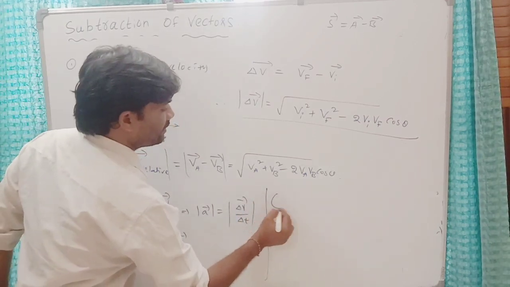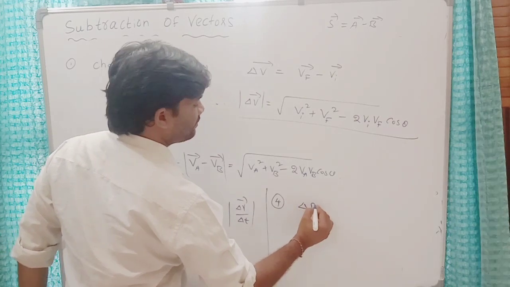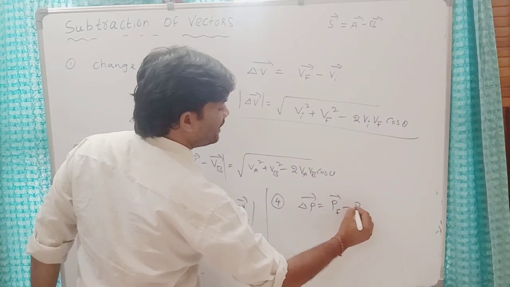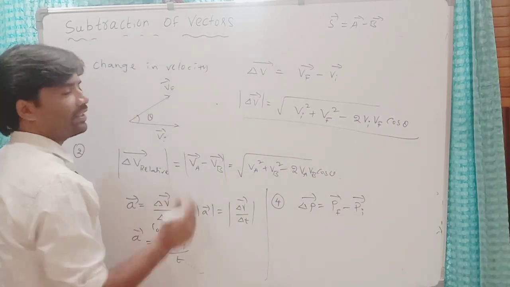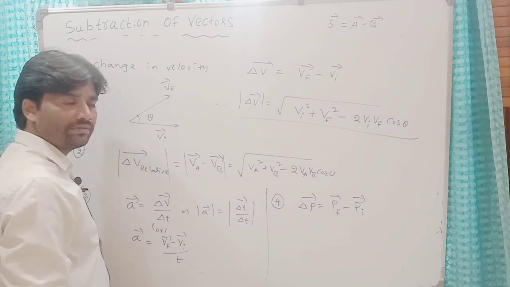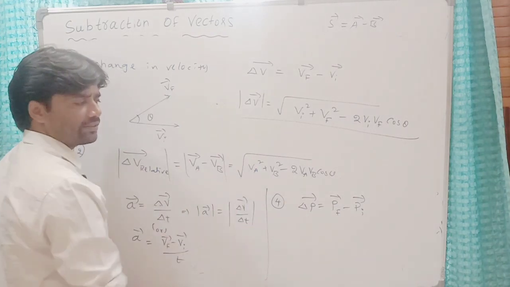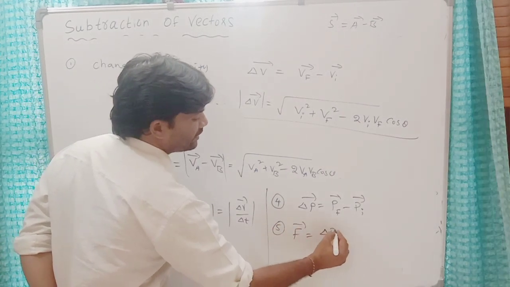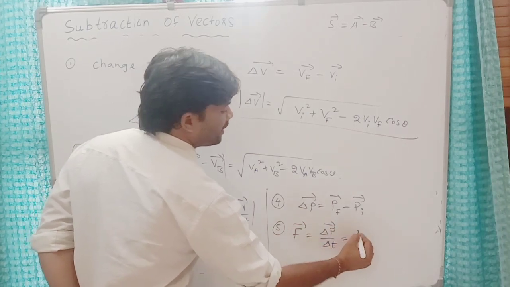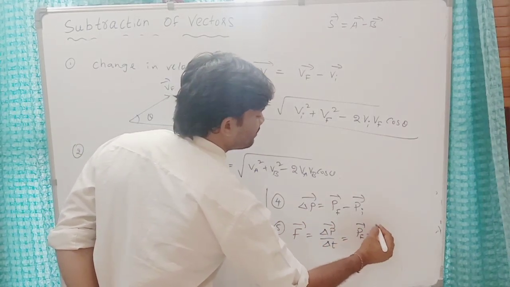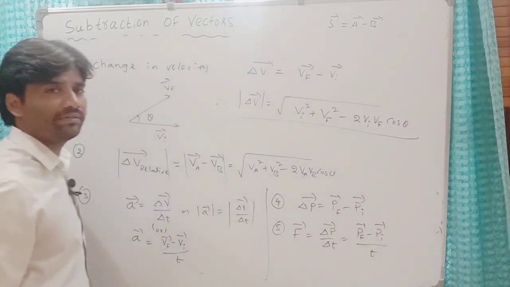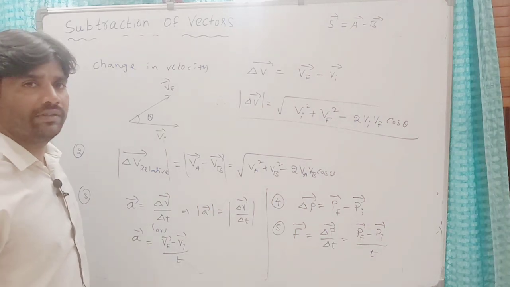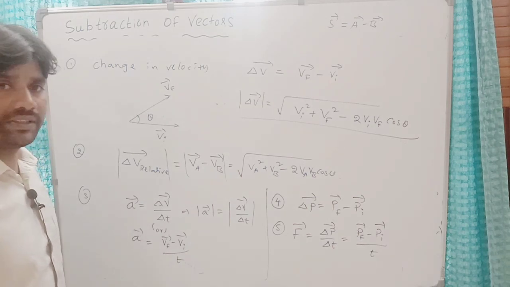And you can see to find change in momentum, we use this vector difference. Change in momentum means final momentum minus initial momentum. This is also based on vector subtraction. Or also you can find the force. Force is what? Rate of change of momentum. Or final momentum minus initial momentum divided by the time interval. Clear? So how to use this vector subtraction in different situations. Clear?